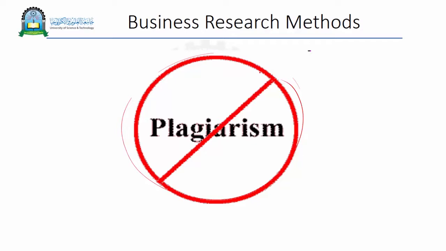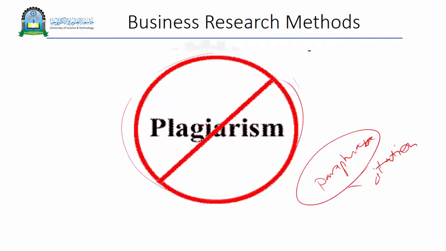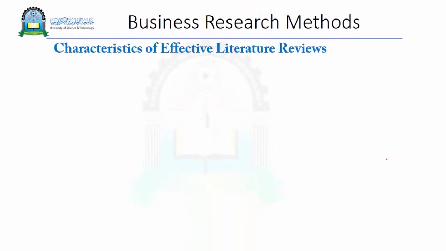So plagiarism is a taboo in research, and ethically we have to stick to the ethical issues, and sometimes we paraphrase ideas. Even if you paraphrase ideas, you still need to write the citation. It's very important to write the citation, even if it is paraphrasing.